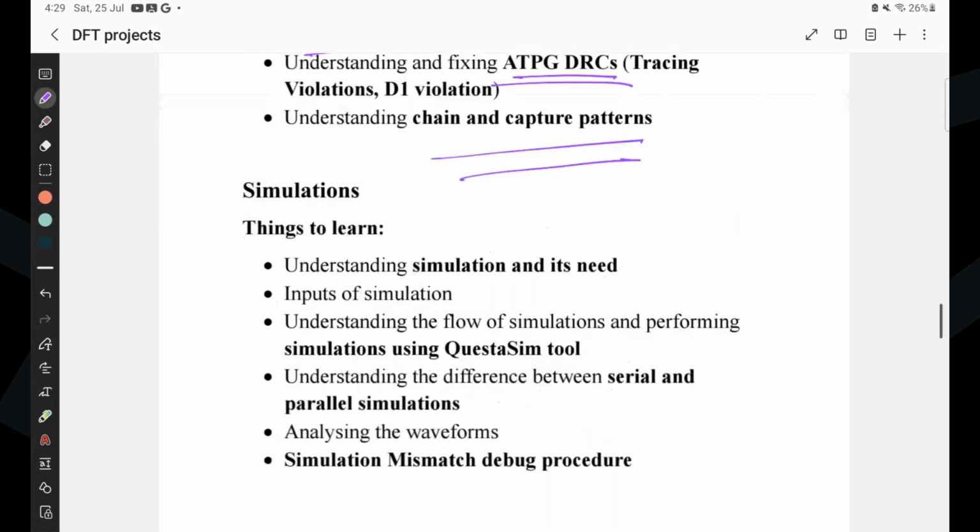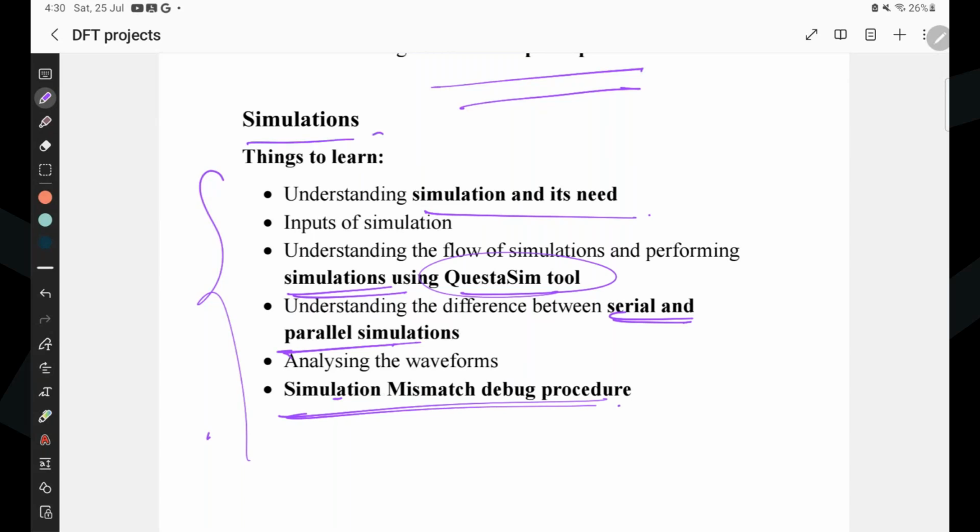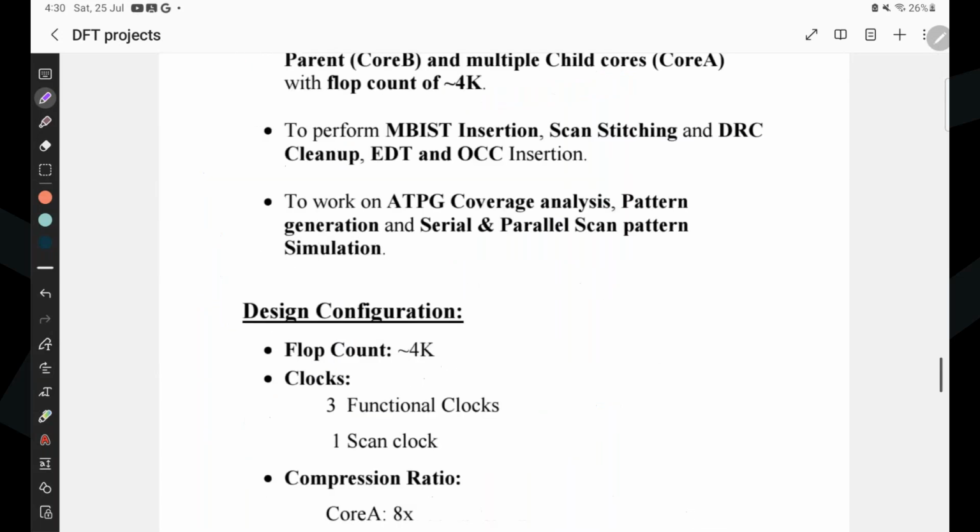And simulations: the theoretical concepts of simulation will be taught by practically demonstrating in the lab. Whatever I told earlier, the same things are given here also. Simulation and its need. We'll be performing simulation using the QuestaSim tool. We'll be working on serial and parallel simulation, and if our simulation fails, how we can debug. All these things we'll be discussing as part of our simulation course.